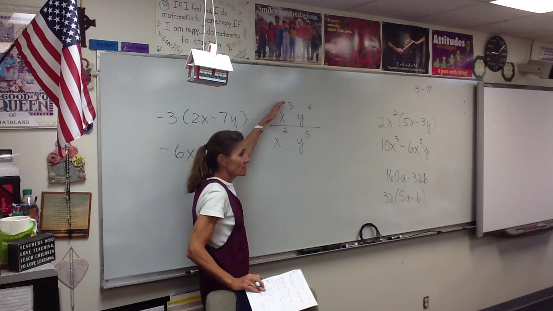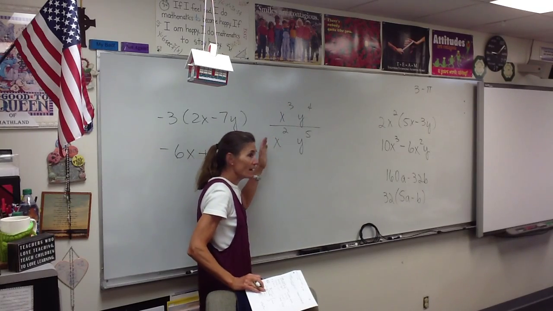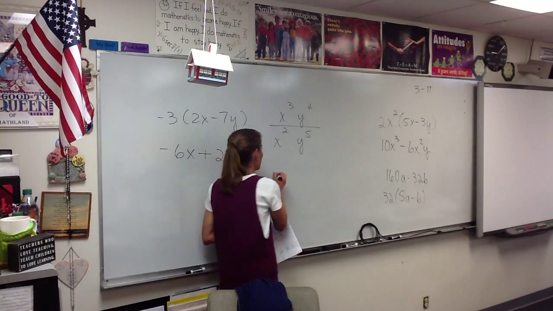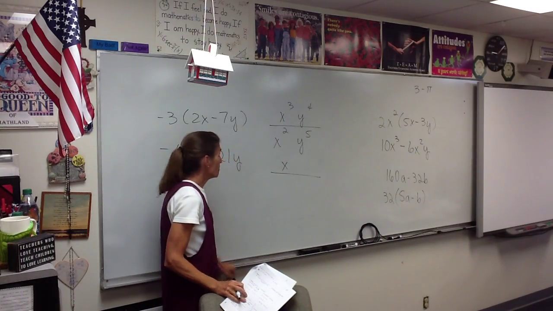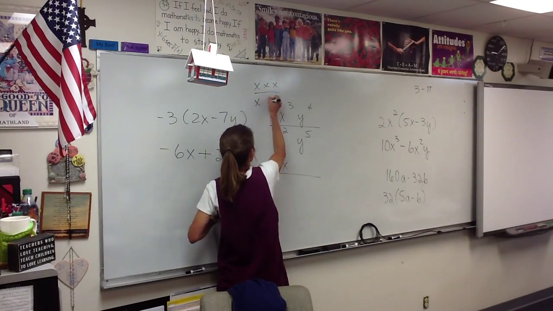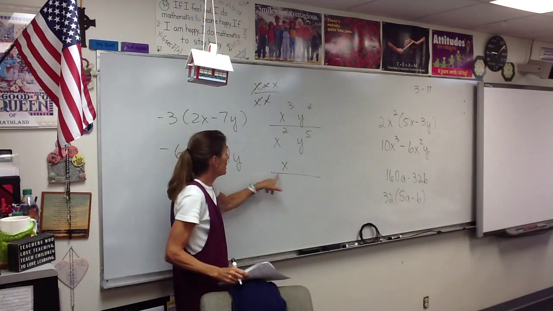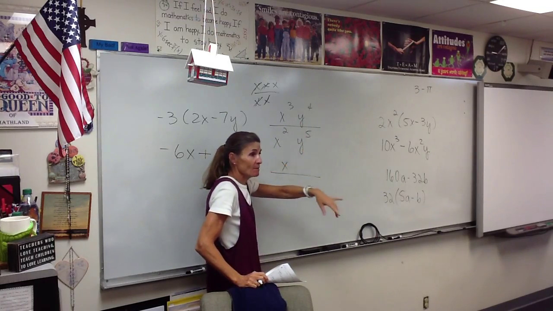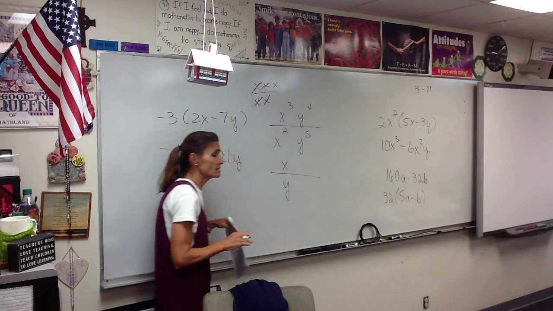How many x's are on the top? 3. How many x's are on the bottom? 2. Who has more? The top. How many more? 1. So when you reduce this, you're going to have one little x left on top, because this is xxx, this is xx. When you start canceling, you've got one extra on the top. Now what about the y's? You have 4 on the top, 5 on the bottom. That means you have 1 extra on the bottom. There's your answer.